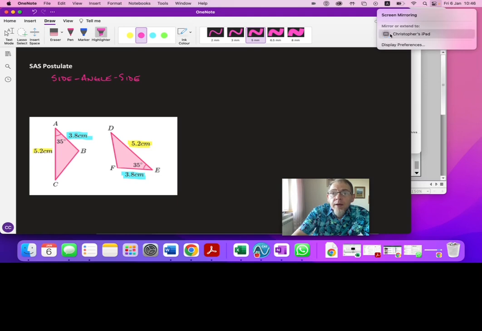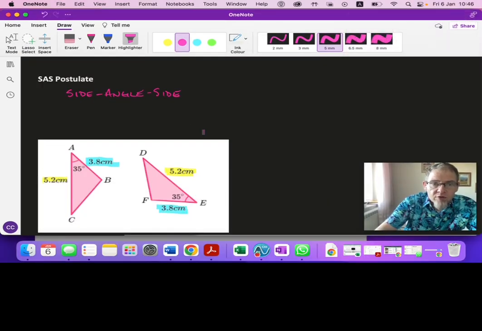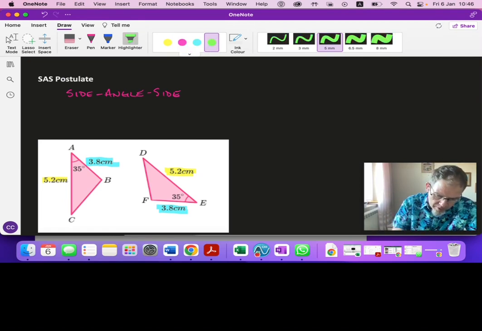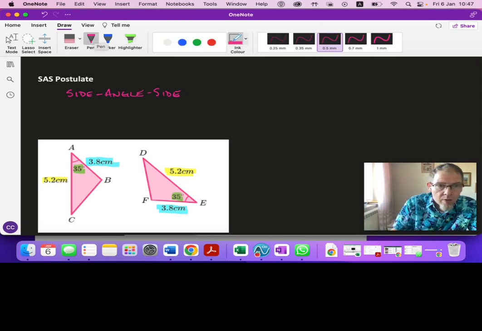And let's get back to my thing. And the last thing we have to check is our angles. And our angle, I think we can see they're both 35 and 35. So because I know that side AC is congruent with side DE, I should actually write that the opposite way. It's ED, not DE.